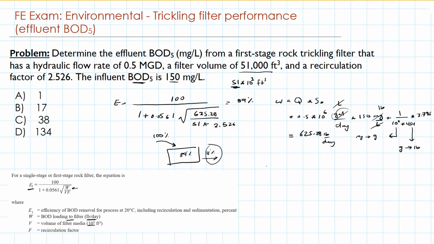So the effluent BOD5 basically is 1 minus 0.89 multiplied by the BOD5, which is 150. And the answer would be 16.5 milligram per liter. And this would be B.